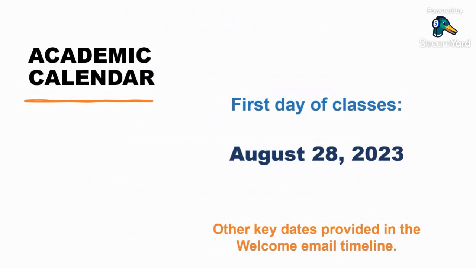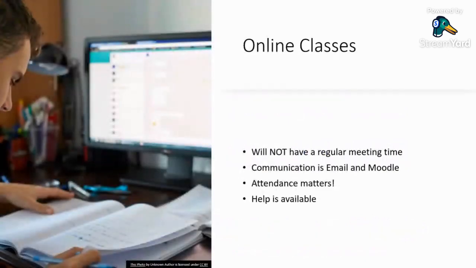Mark your calendars. Our first day of classes is August 28th, 2023. Finals for fall term will be the first week of December. We will start our spring term January 11th, and spring term finals will be the first week of May. There were some other key dates that were provided in the welcome email timeline. You can look at those when you have time.